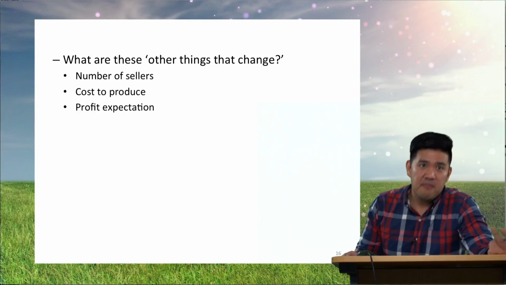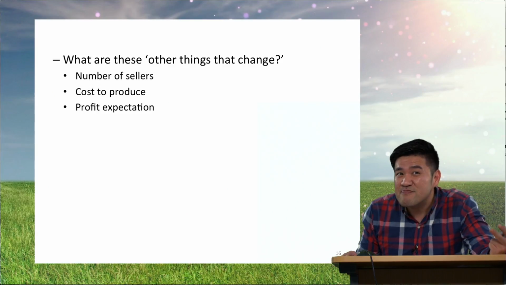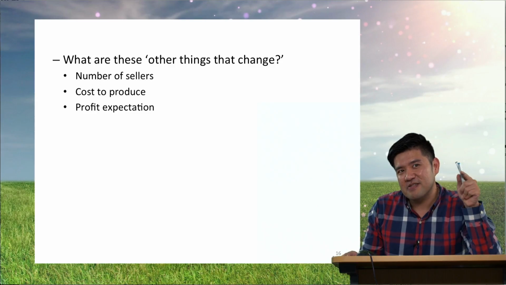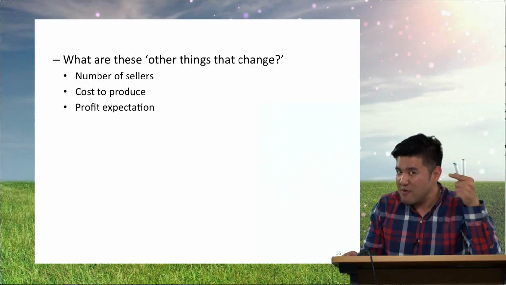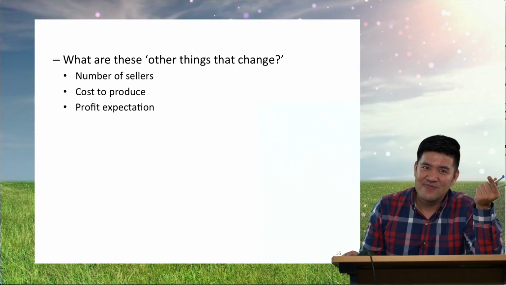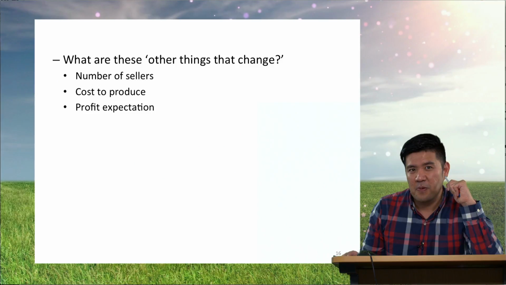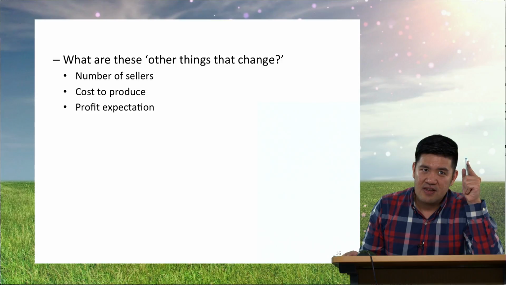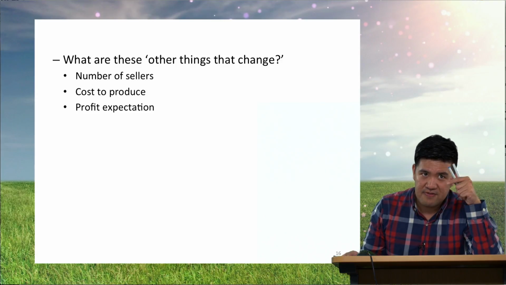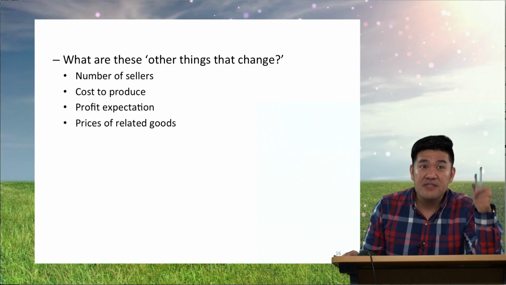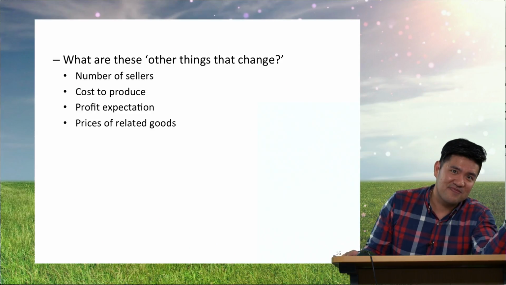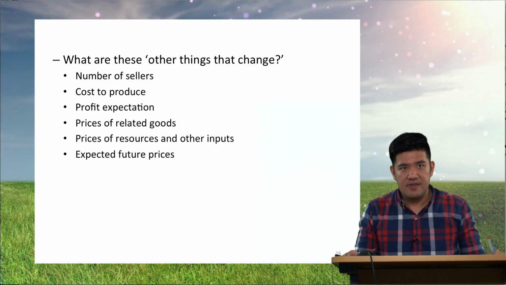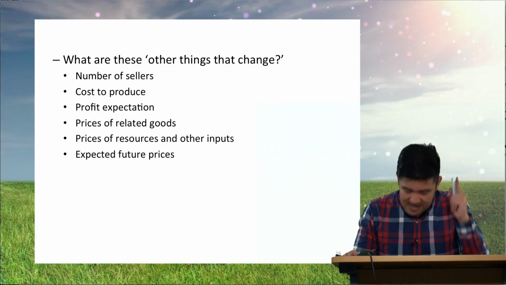What is changing? Number of sellers. The cost to produce the product is changing. See, the cost to produce the product is going to influence our supply decisions, yes or no? Profit expectation. Something that is important for the suppliers, for the producers. And that's going to shift the supply curve. Prices of other goods could shift the supply curve, and so on and so on. Let's clarify even further, guys. Let's draw again.